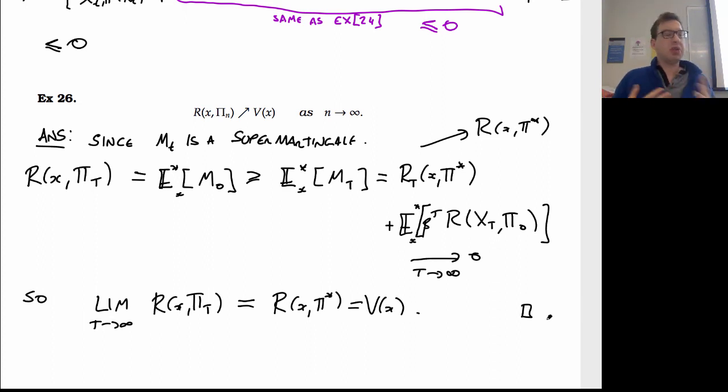So we need to use a lot more about Markov chains and the properties of Markov chains to do the proof that policy iteration converges. Okay.